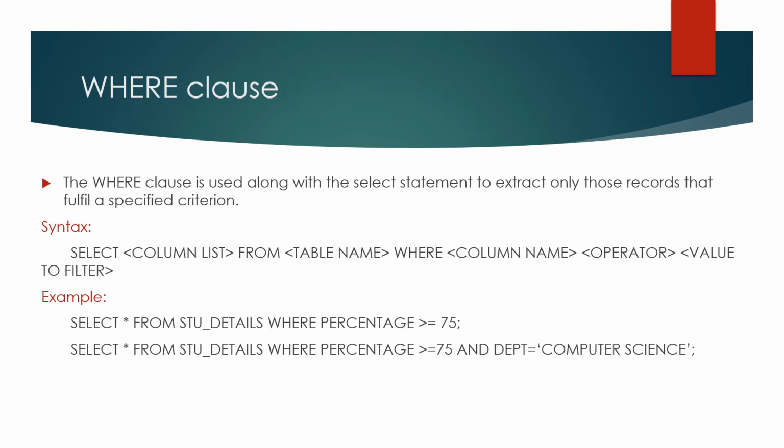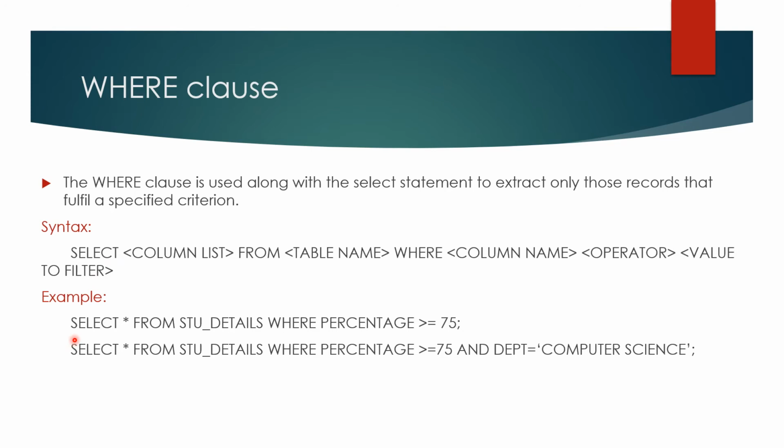Select statement using where clause. The where clause is the most commonly used in the select statement. The where clause is used along with the select statement to extract only the records that fulfill a specified criterion. And here is the syntax: select column list from table name where column name operator value to filter.